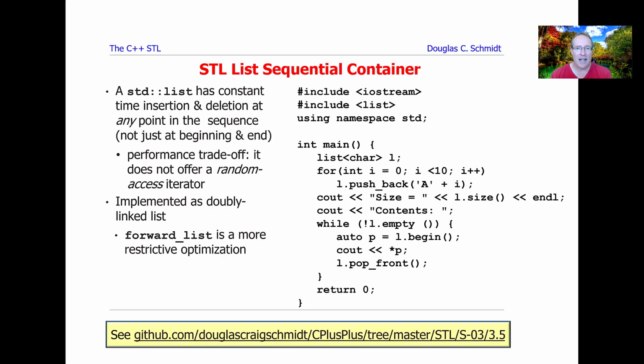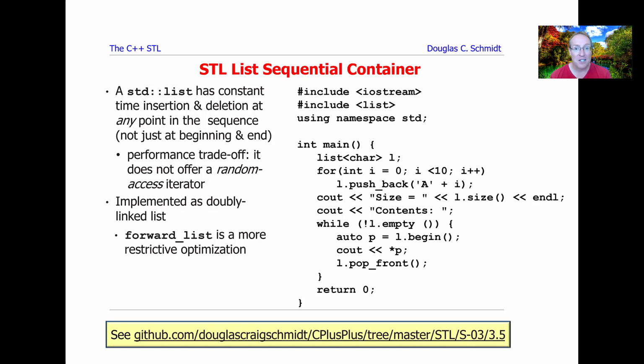And the list allows you to efficiently add elements anywhere in the container. You can put things in the middle, at the end, or at the beginning, and adding and removing elements anywhere is very efficient. The trade-off, of course, is that it doesn't allow random access iterators.